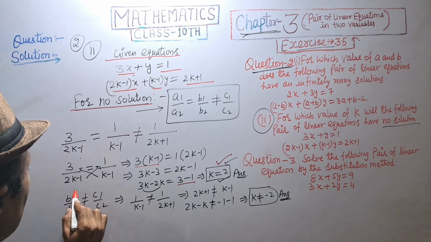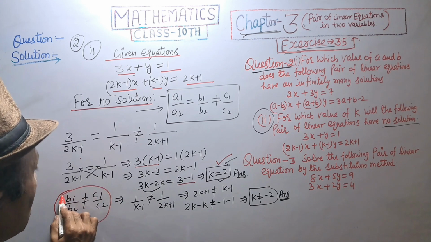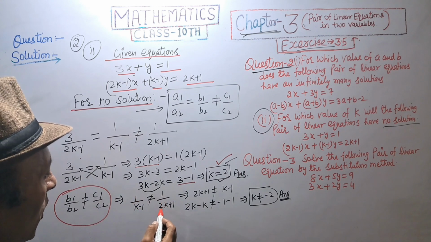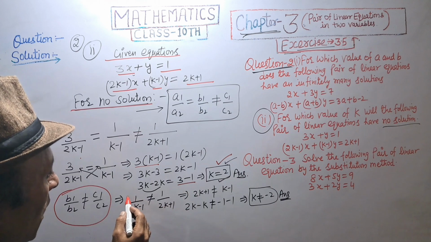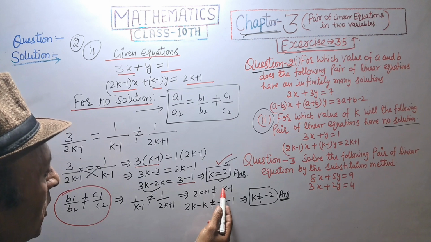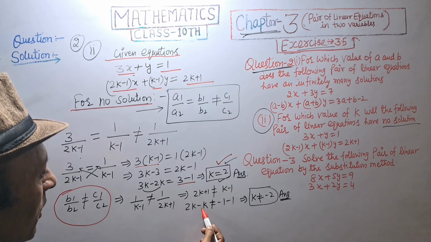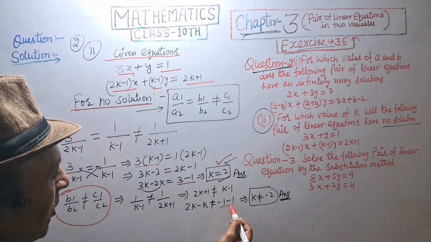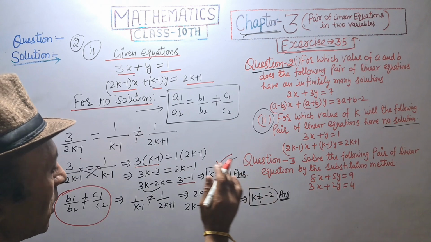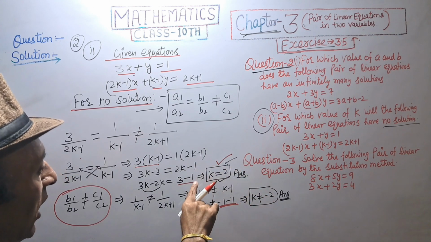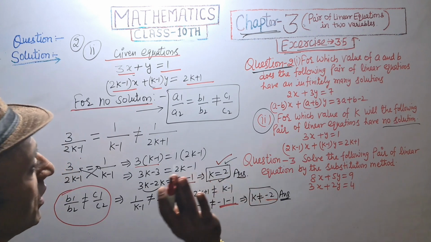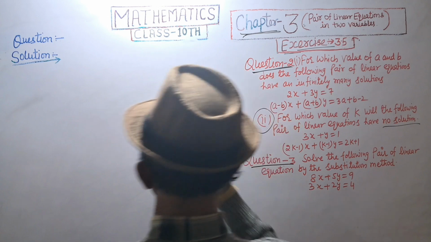Answer. And b1 upon b2 is not equal to c1 upon c2. In this case, 1 upon k minus 1 is not equal to 1 upon 2k plus 1. Multiplying across, shifting k to the left side that will be minus k, and 1 shifting to the right side that will be minus 1. Minus 1 minus 1, that will be minus 2. But k is equal to 2 and k is not equal to minus 2. Answer. Question number 3.